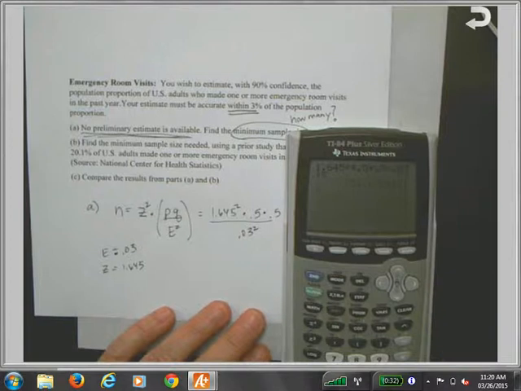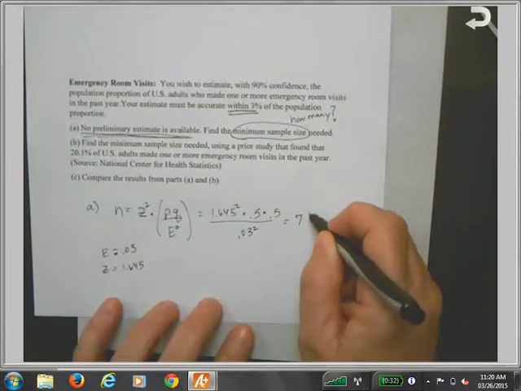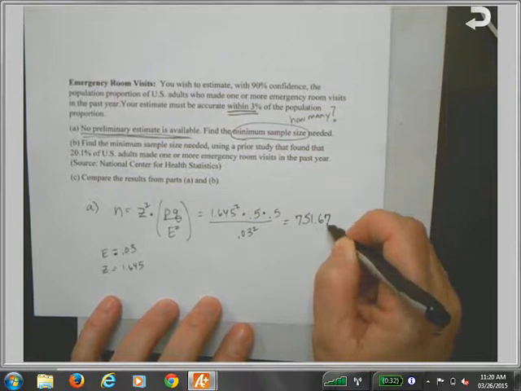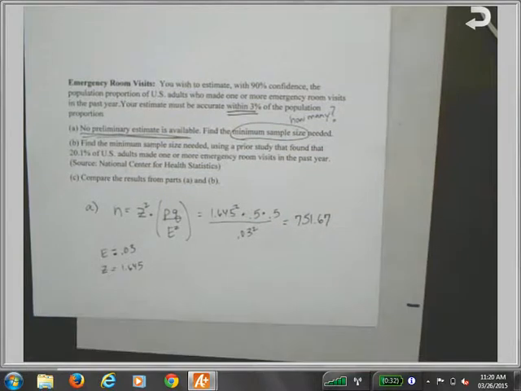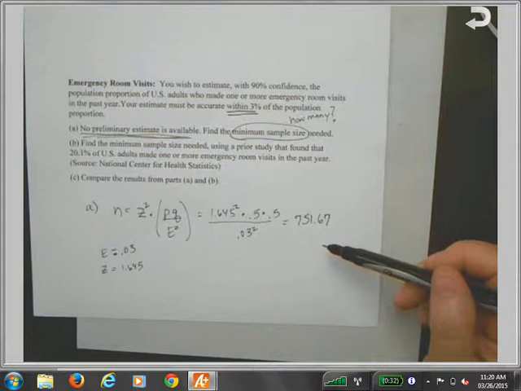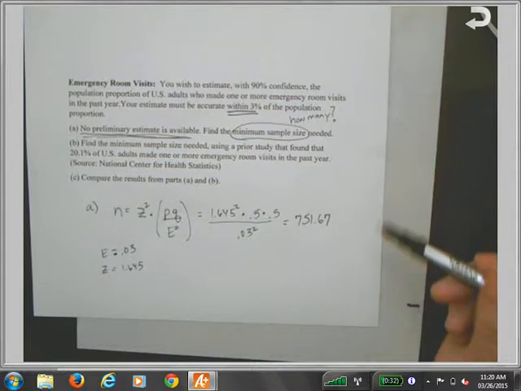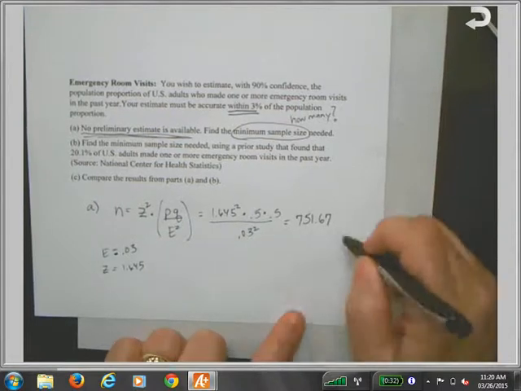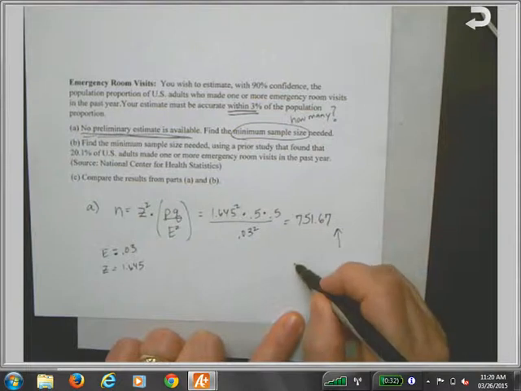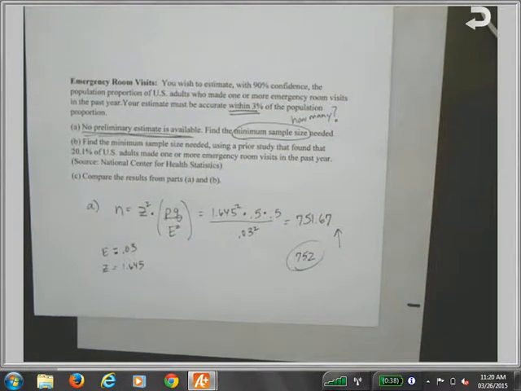So 751.67. And since we are doing a survey, we don't want to have any decimal numbers here. I can't survey 0.67 people. So every time we do this kind of problem, we're going to round up. So 752 people would be in that survey. We always round up. Now that's again with no estimate available.